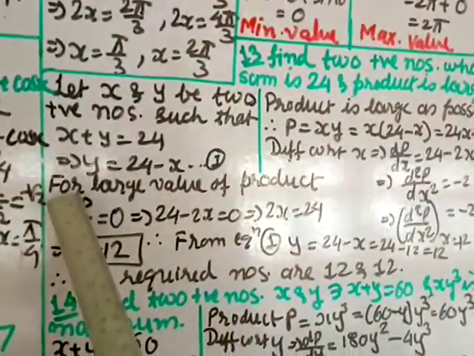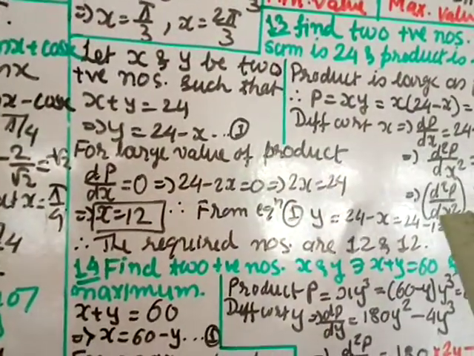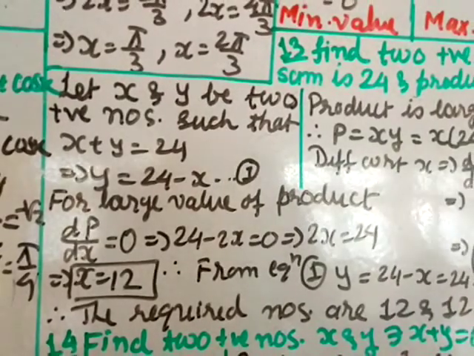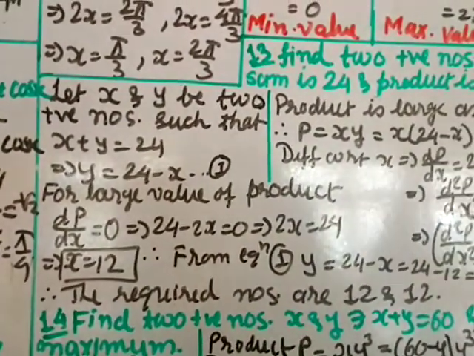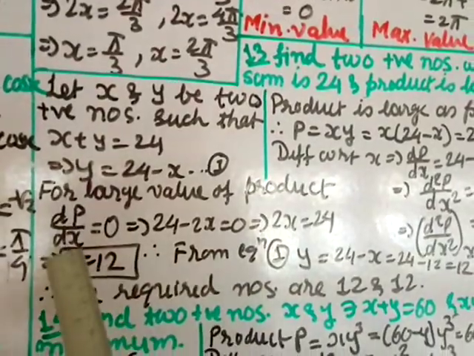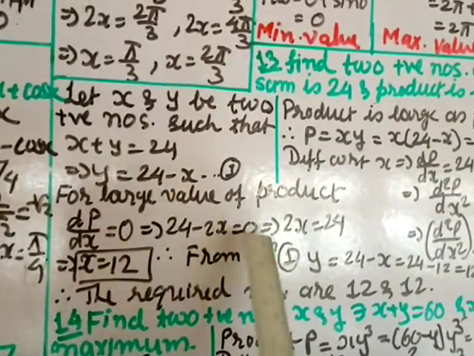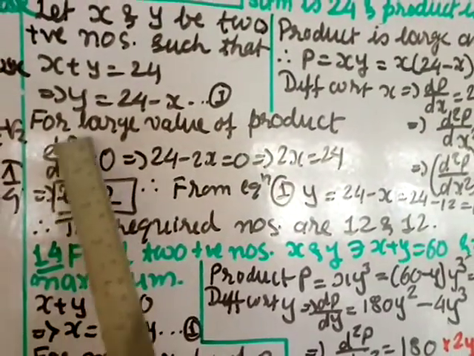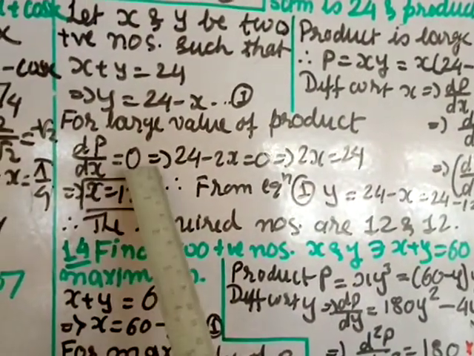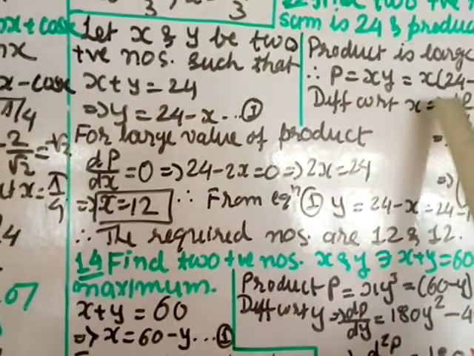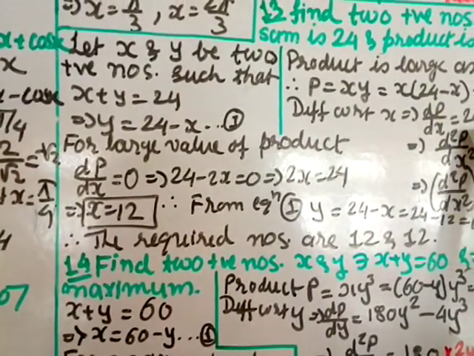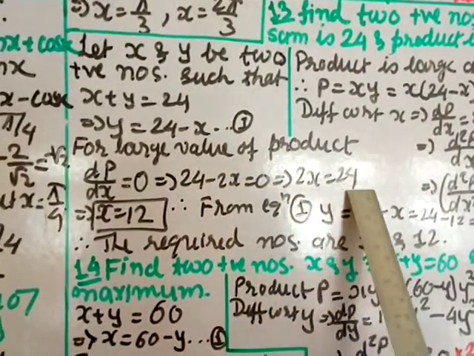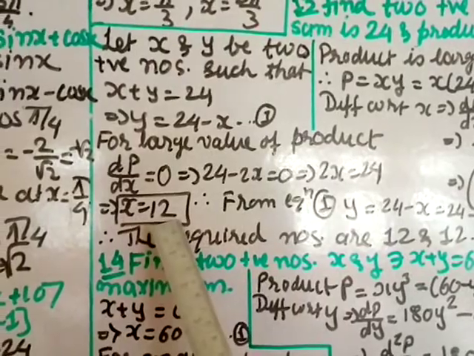Now what they have said is that we need the largest value of the product. So for the largest or the least value, that is maximum or minimum, we have to equate dp by dx, the first derivative, to 0 and find the value of x. So here for the largest value of product, dp by dx has to be 0. So dp by dx is 24 minus 2x, put it equal to 0. Transfer 2x, so 2x is equal to 24, divide by 2, so we get x equal to 12.